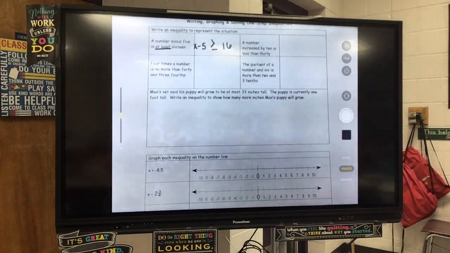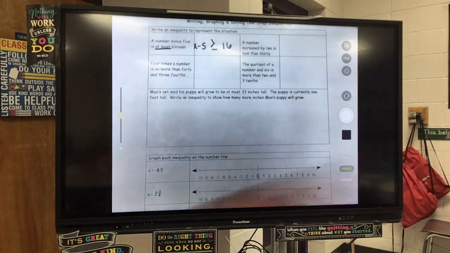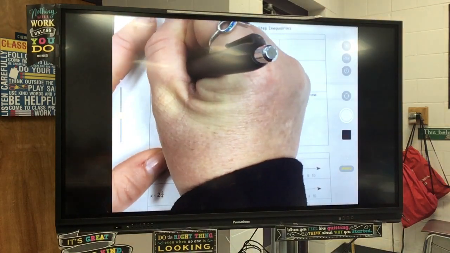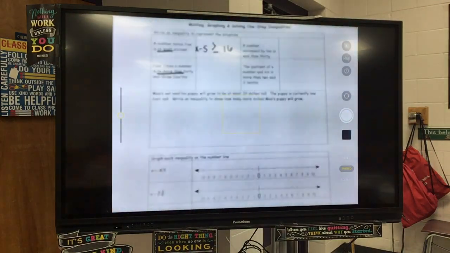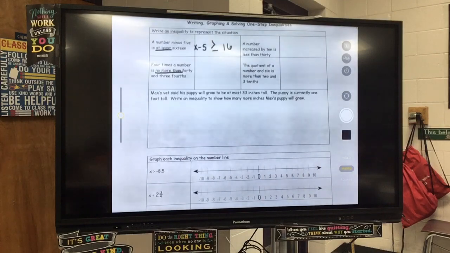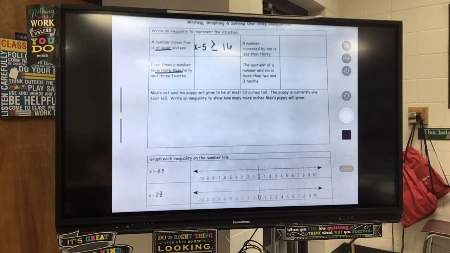All right, let's go down. So it says 4 times a number is no more than 40 3/4. So the key words we're looking at here is no more than. So that's telling us what? Greater than, less than, greater than or equal to, less than or equal to. What is that telling us? Garrett? Less than. Less than.